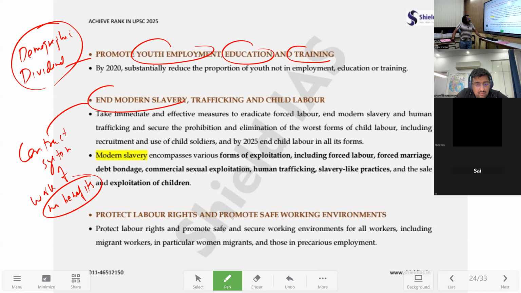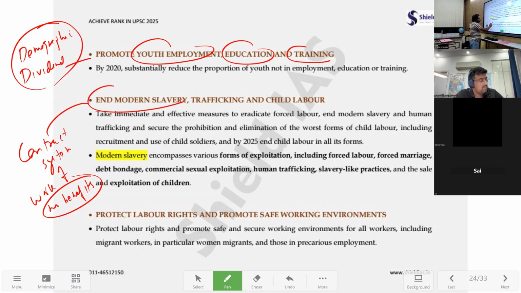Further, forced labor, debt bondage, commercial sexual exploitation, human trafficking, slavery-like practices at the workplace, and exploitation of children all constitute modern day slavery.